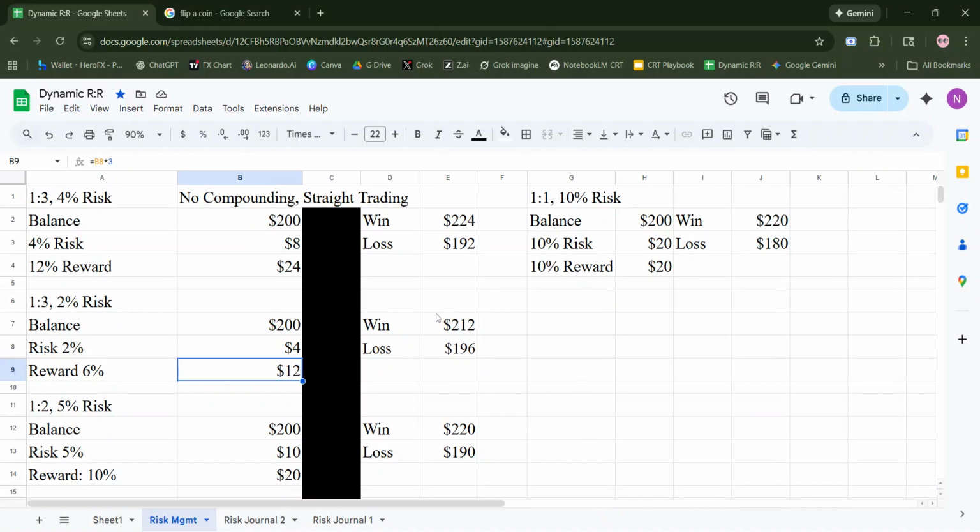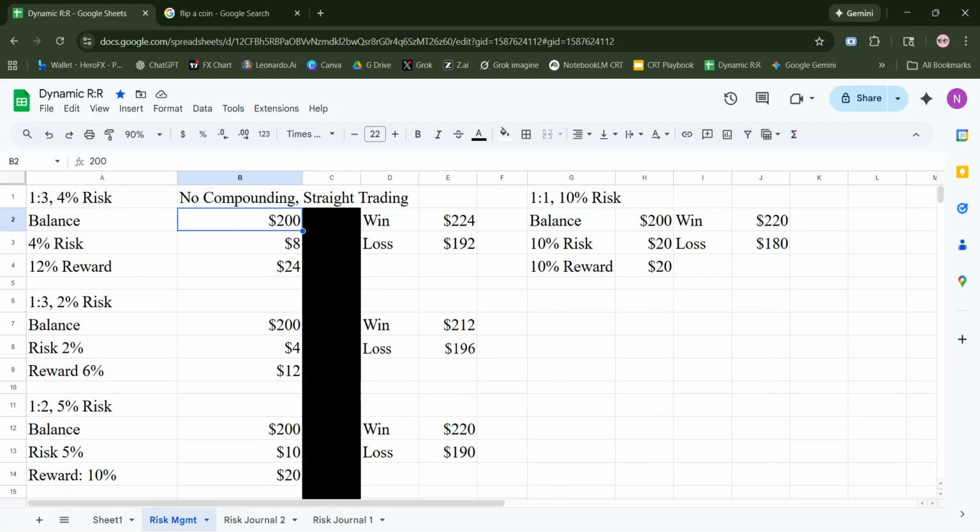So what I have for you are 12 models here. I'll go through them and then we're going to flip a coin to simulate our trading results. First model is 1 to 3, risking 4% per trade. The next one is 1 to 3, risking 2% per trade. We have 1 to 2 risk to reward ratio, risking 5% per trade. And we have 1 to 1, risking 10% per trade. And we're going to start with a $200 account balance. I'm going to do 10 trades on a small account and then 10 trades with a large one.